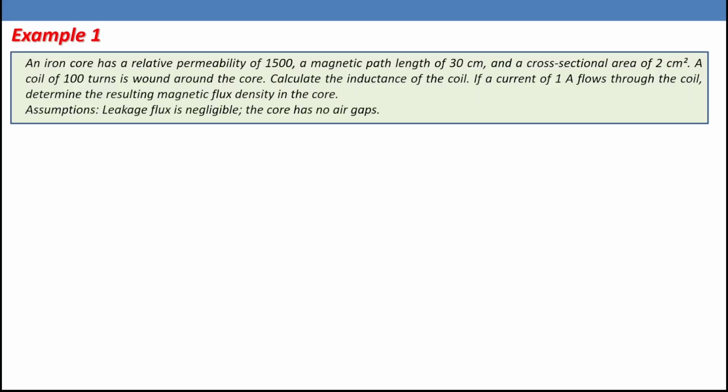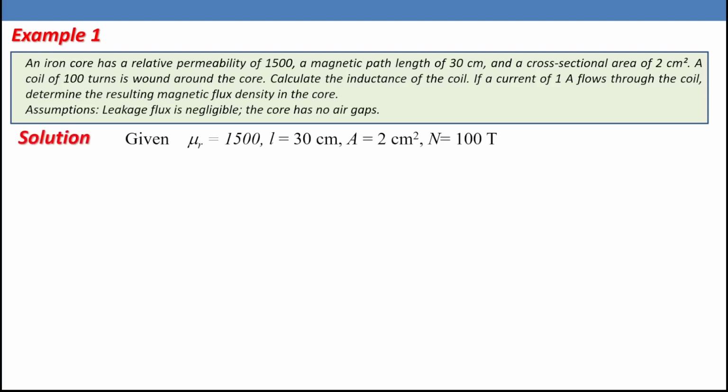It's about time to have an example. Example number one is a straightforward example. An iron core has a relative permeability of 1500, a magnetic path length of 30 cm, and a cross-section area of 2 cm squared. A coil has 100 turns. We need to calculate the coil inductance. If a current of 1 ampere flows through the coil, we need to determine the flux density B. We have assumptions here: leakage flux is negligible and the core has no air gap.